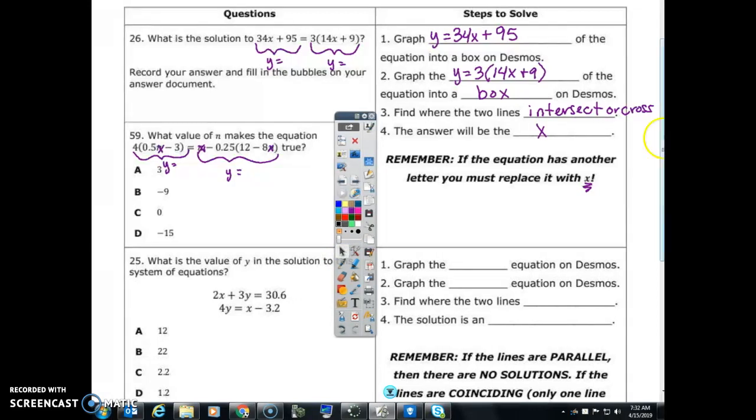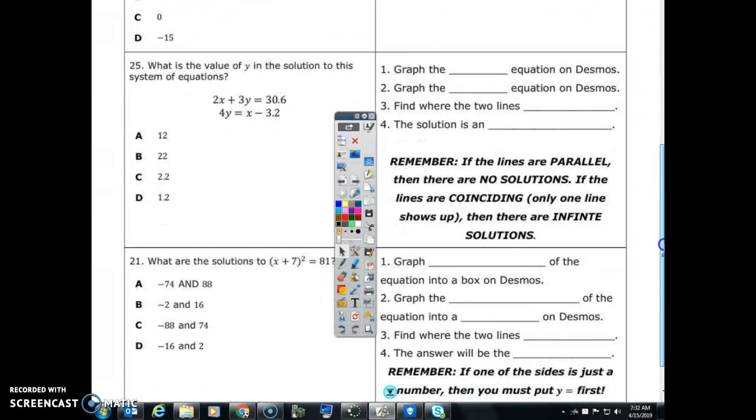The next one. This one has x's and y's, okay? And the question is asking for the value of y. So you don't have to put another y in there because it already has it. So you're just going to graph the first equation in Desmos, and you're going to graph the second equation in Desmos just how you see it. Así como está. Do not change anything. Do not add anything. Okay? Find where the two lines intersect. Donde cruzan las dos líneas.